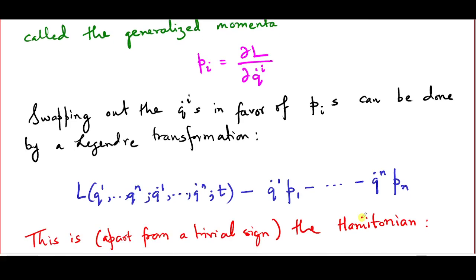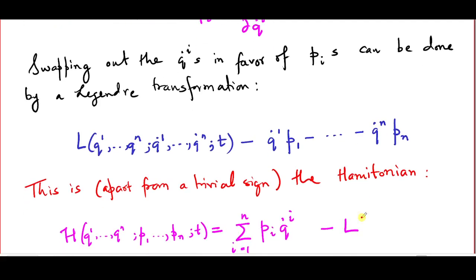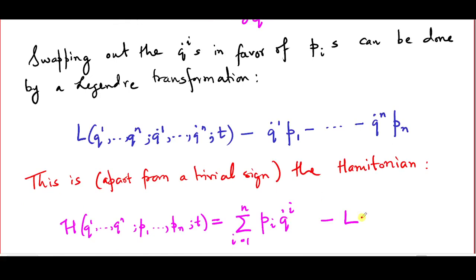Apart from a trivial matter of a sign, the Hamiltonian H describing the dynamics of the system, which has all the information about the dynamics of the system, is a function of q1 through qn, and instead of the q dots you have p1 through pn here and t, and it is defined to be the negative of this quantity, sum from i equals 1 to n, pi qi dot minus L.